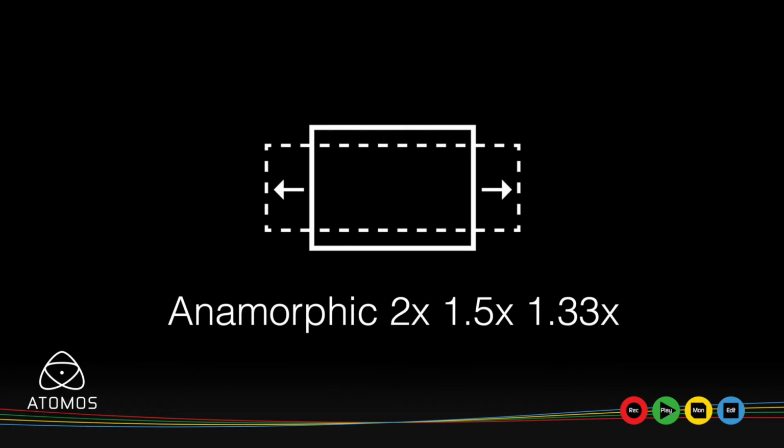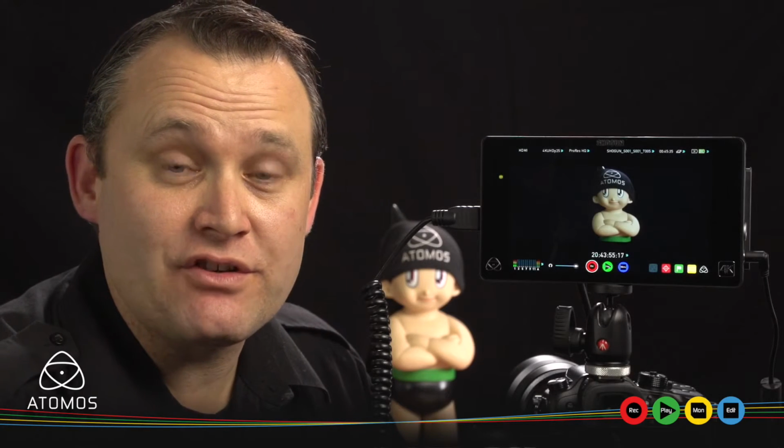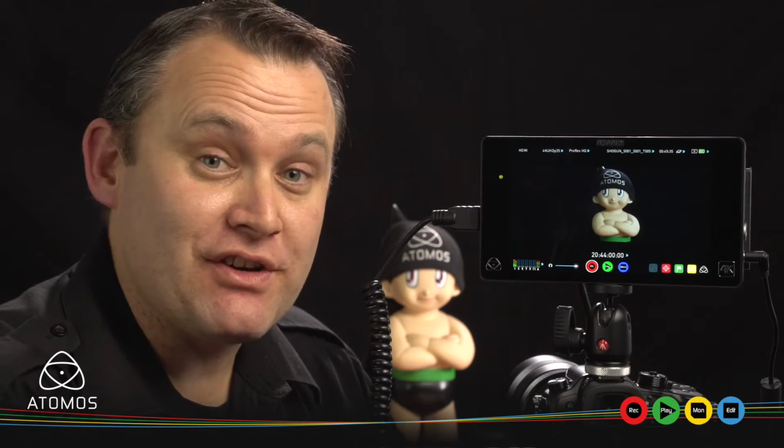Anamorphic was the big buzz at NAB this year, and the reason is that there are a lot of affordable lenses coming out in anamorphic, and also Panasonic added a really cool feature to their very popular GH4. We've sold a lot of Shoguns with them. So we decided to implement their anamorphic de-squeeze.